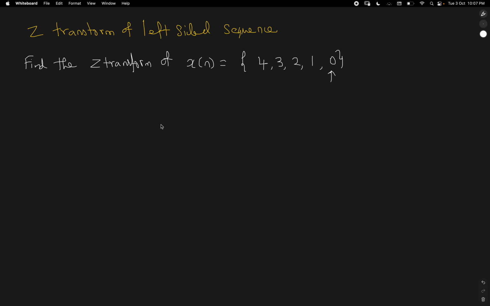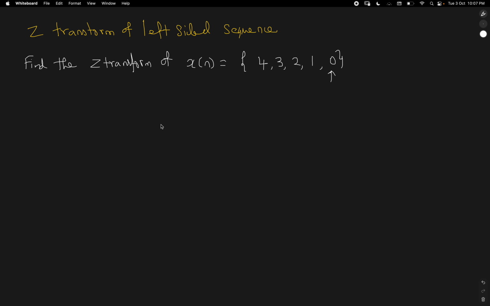Now we are going to see the z transform of left-sided sequence. The given problem is find the z transform of x of n, which is equal to 4, 3, 2, 1, 0. Here there is an arrow mark mentioned. That arrow mark is mentioned on the value 0.